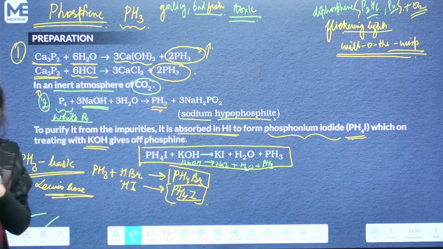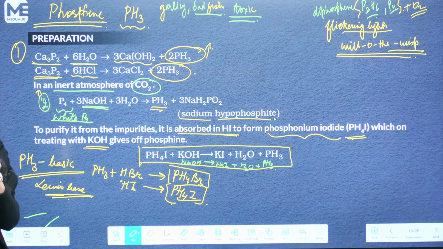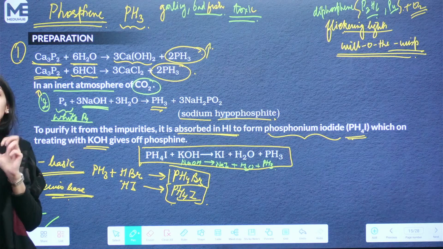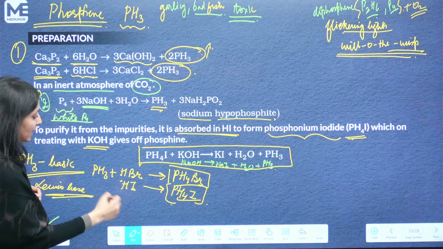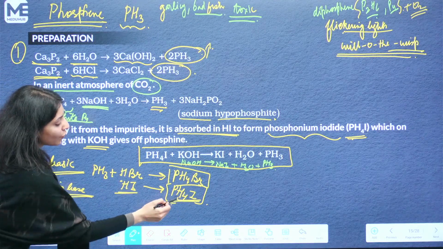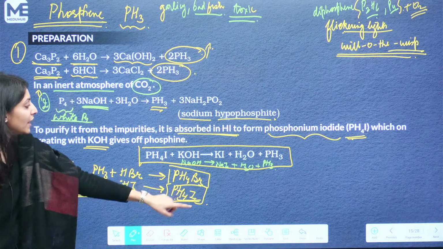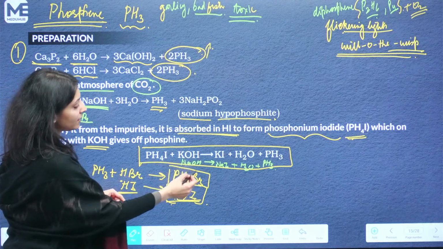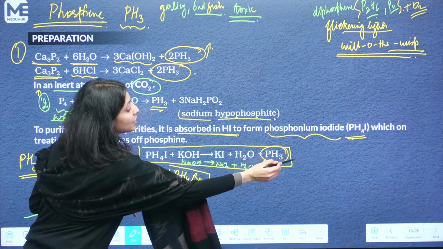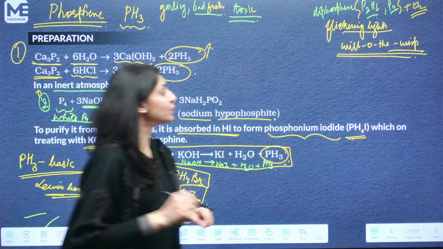So purification of phosphine is a two-step process. In the first step we take into account the basic nature. So वो react करता है HI के साथ to form PH4I. PH4I when treated with KOH or NaOH gives us phosphine. This is the method of purification of phosphine.